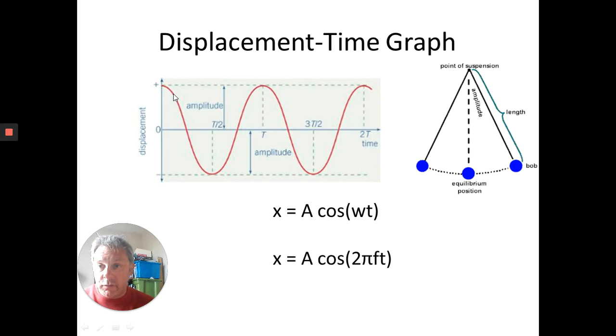Then the gradient increases and reaches maximum gradient as it passes the equilibrium position, and then the gradient will decrease as we get towards the opposite end of your pendulum, and then it'll increase again. So if you think about your displacement time graphs, what is represented by the gradient on a displacement time graph? It is velocity.